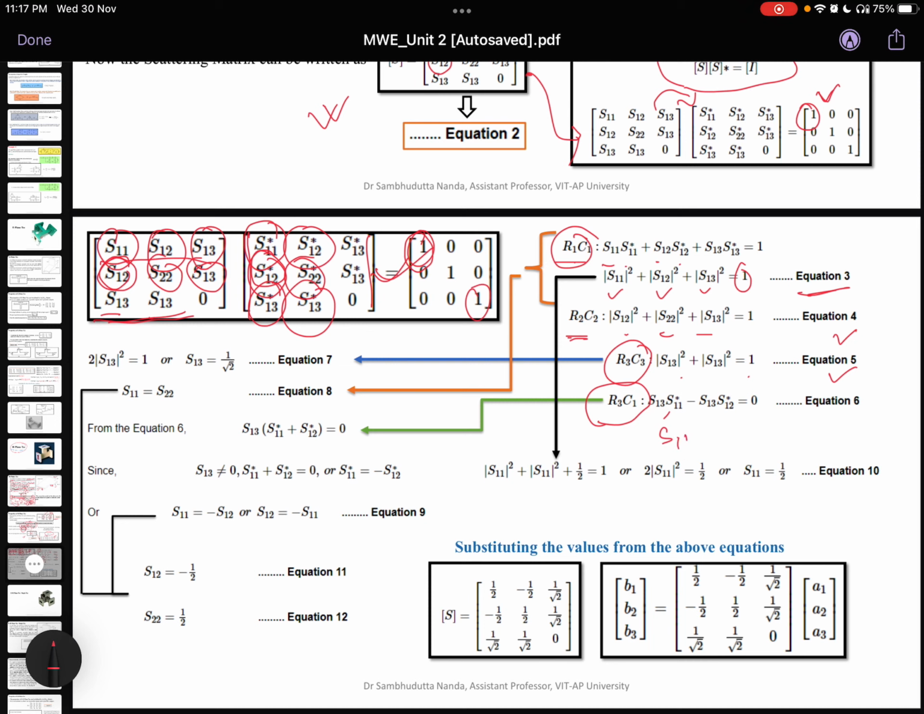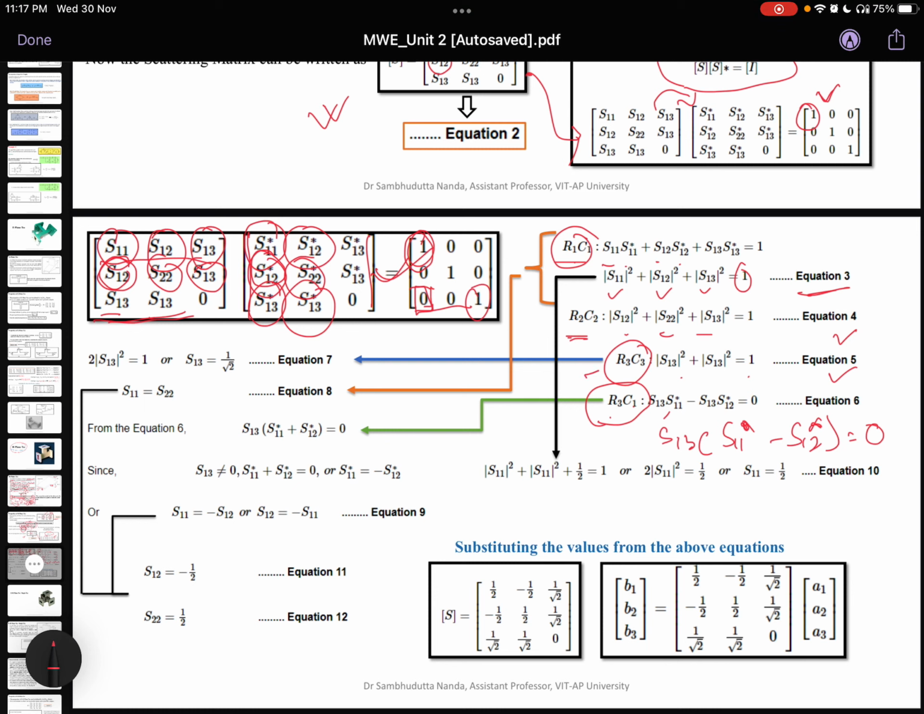I can take S13 common here, and it will be S11 conjugate minus S12 conjugate equals 0. Why is it equal to 0? Because row 3 into column 1. So this is row 3 and column 1.